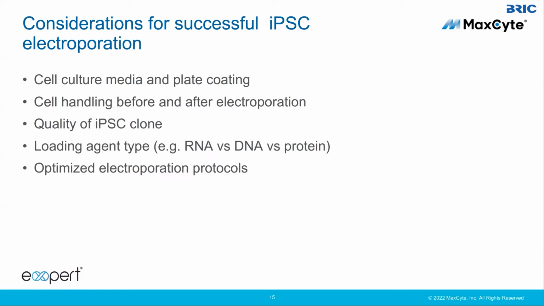And as I mentioned before, the loading agent type matters. If you're trying to deliver a really large DNA plasmid, I'll share some data in a minute, into iPSCs, you can get it in, but probably at lower efficiency than you can get versus RNA or protein, for example. A good example of this is the CRISPR-Cas9 plasmids. They're fairly large, over 10 kb. Usually researchers have to use puromycin to select for cells that have been successfully transfected.